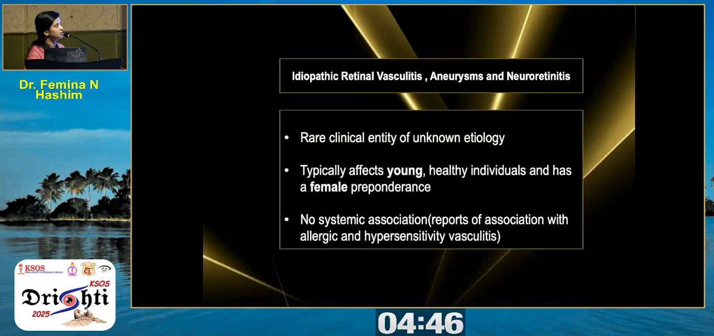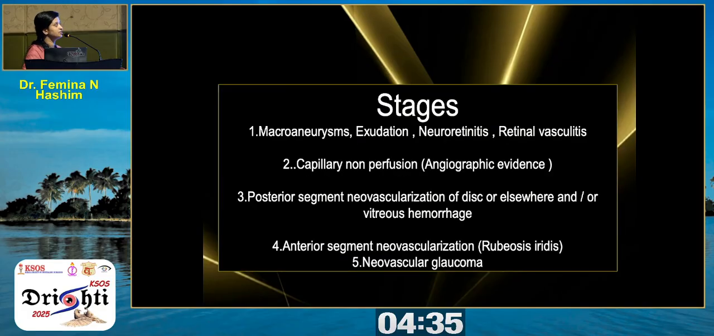Idiopathic retinal vasculitis, aneurysms, and neuroretinitis is a rare clinical entity of unknown etiology, typically affecting young, healthy individuals, with a female preponderance and without any systemic association. These are the stages. In stage 1, there will be macroaneurysms, exudation, neuroretinitis, and retinal vasculitis. In the second stage, there will be capillary non-perfusion, mainly as angiographic evidence. In the third stage, there is posterior segment neovascularization of the disc or elsewhere and/or vitreous hemorrhage. In the fourth stage, you will have anterior segment neovascularization or rubeosis iridis. And the fifth stage is neovascular glaucoma.